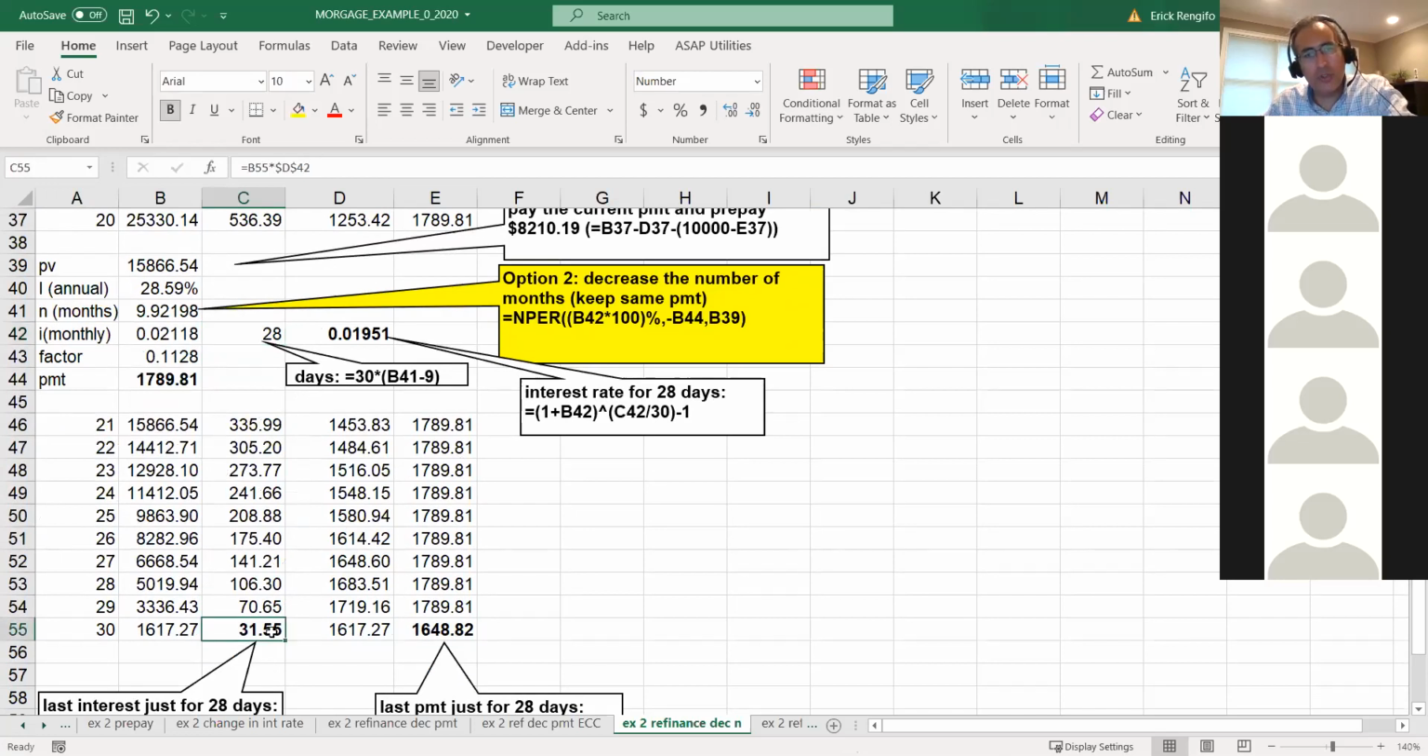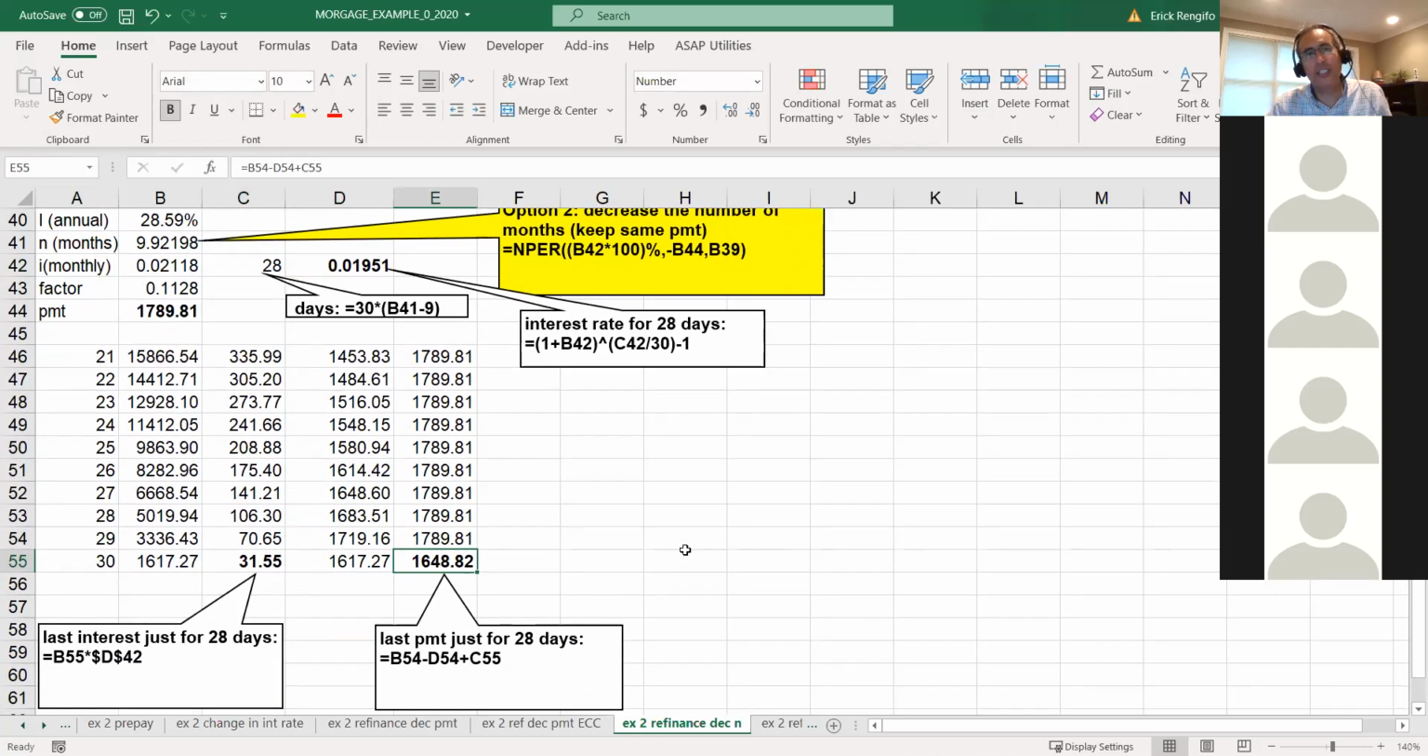This one here corresponds to simply how much money I owe to the bank times the interest rate that corresponds to 28 days. How much money do I need to have at the end of the loan? I need to have the sum of these two, which is equal to 1648.82. And that's it. Make sense?